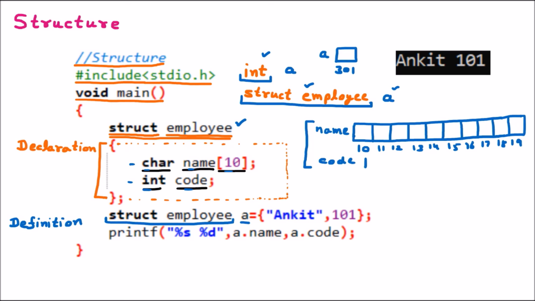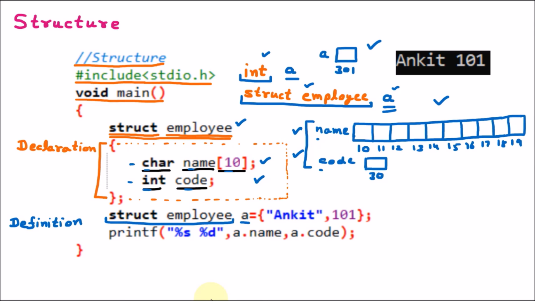Let us assume it has one block, and maybe the memory address is 30. Whenever we make a variable of a system defined data type, then only one block of memory is created. But whenever we make the object or variable of the structure, then whatever parts are available inside that structure, the character array and the integer variable, both will be created. So this A belongs to name and code.